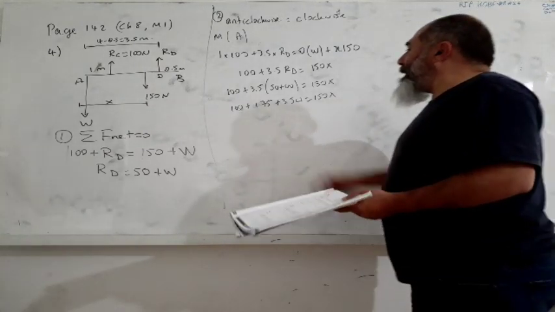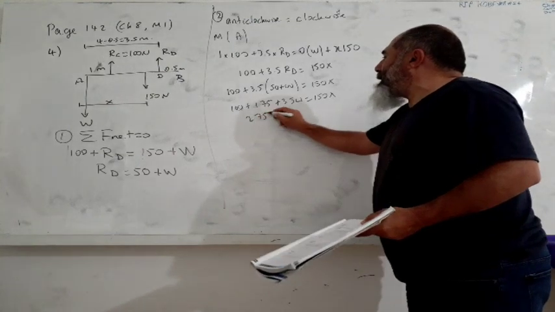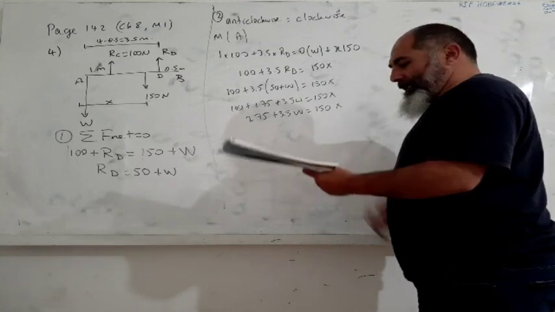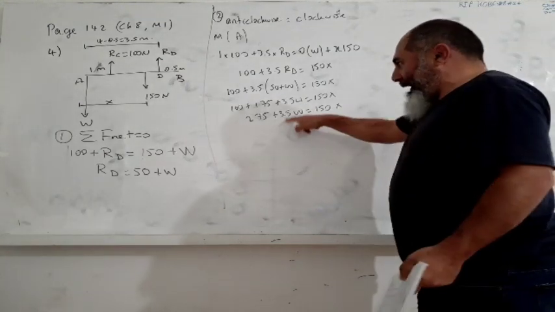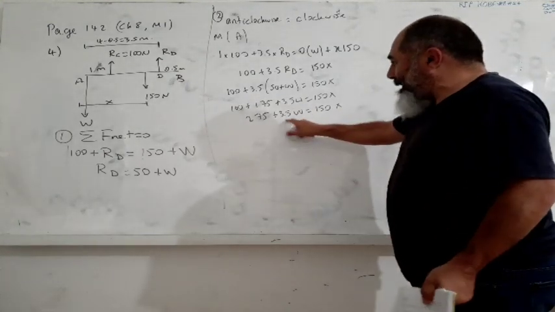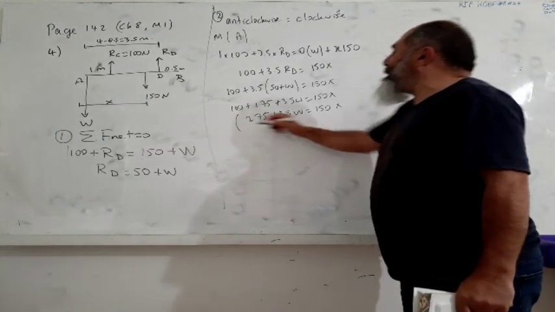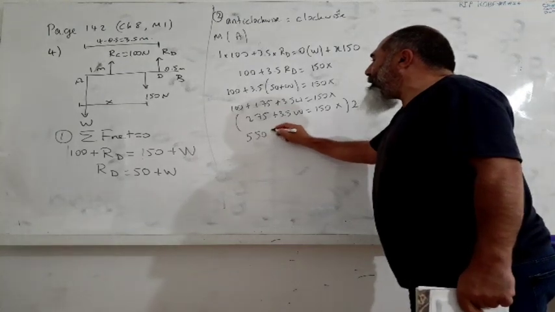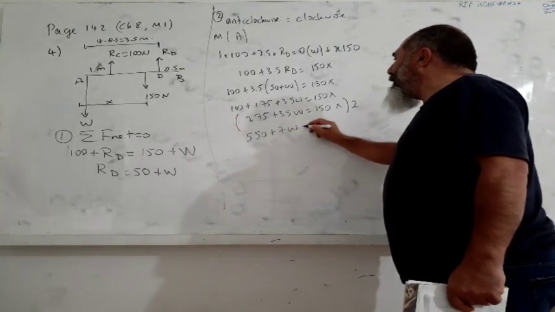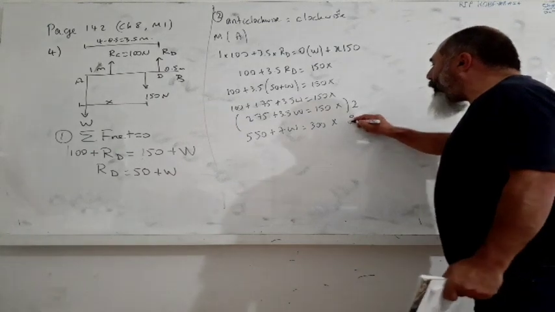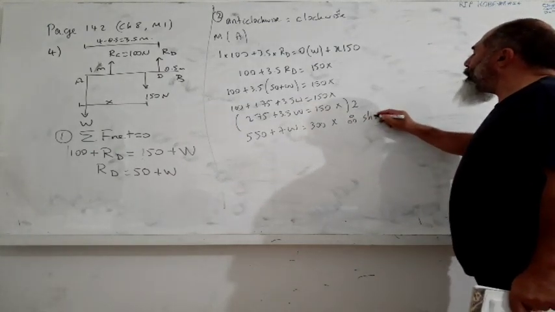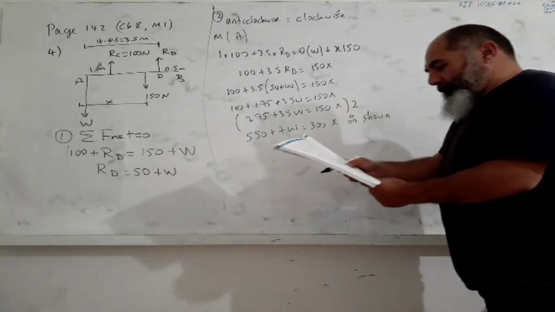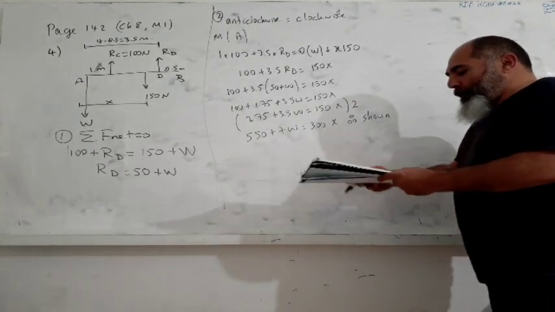We want to have 7 there. When we check the answer, we have 7W there. So multiply the whole equation by 2. 550 plus 7W is equal to 300X, and therefore shown. This is the equation that we have to show. This is the answer for part A.